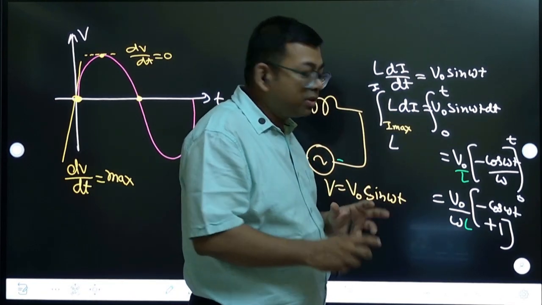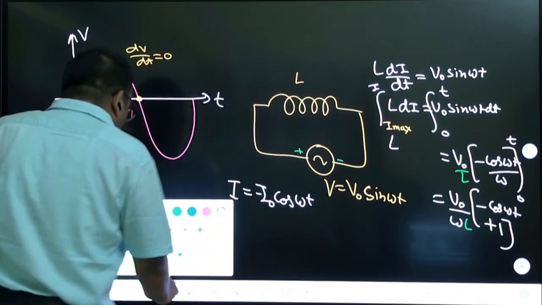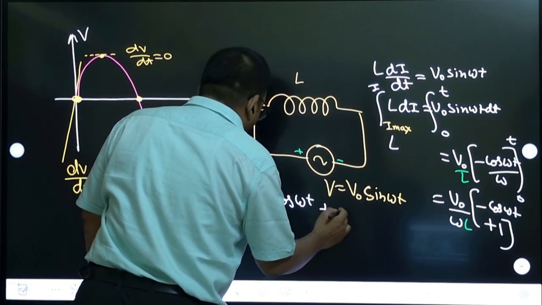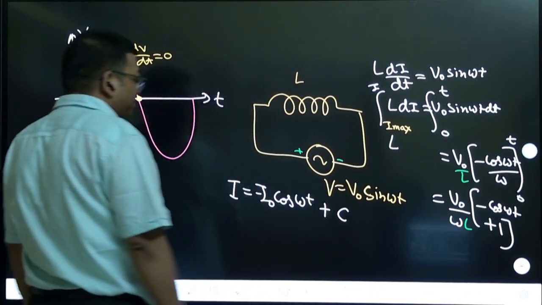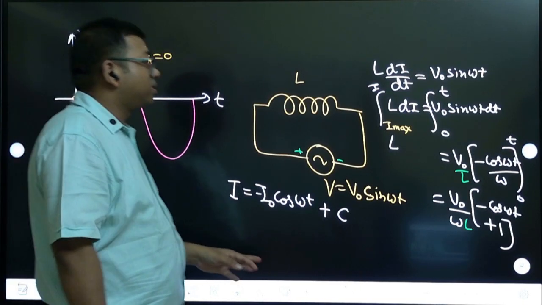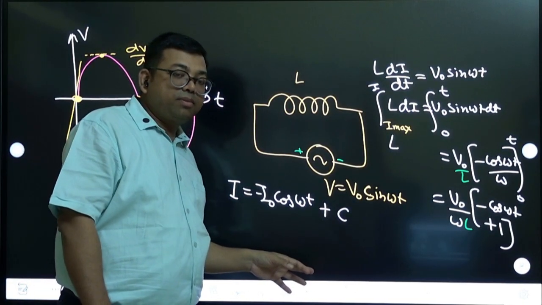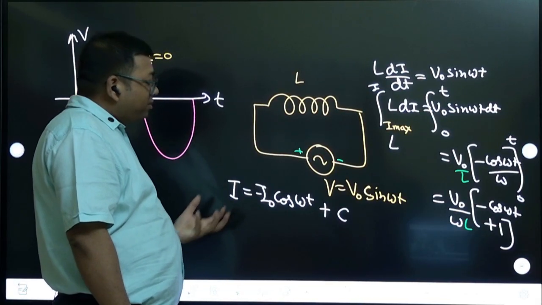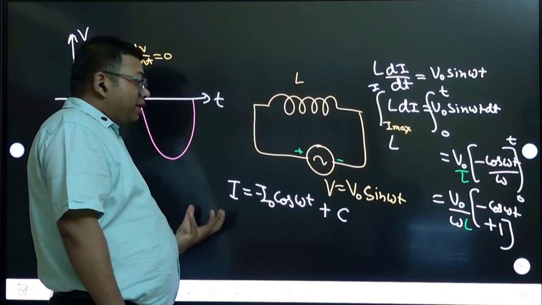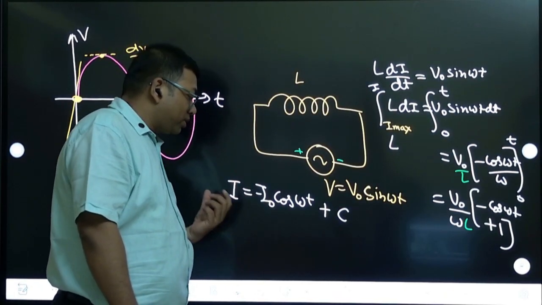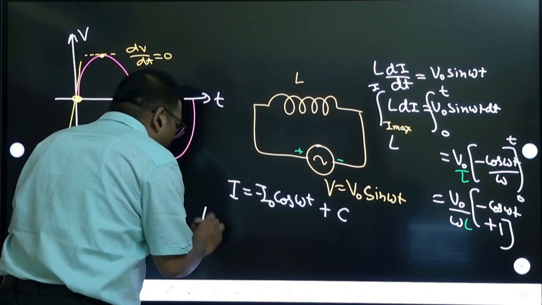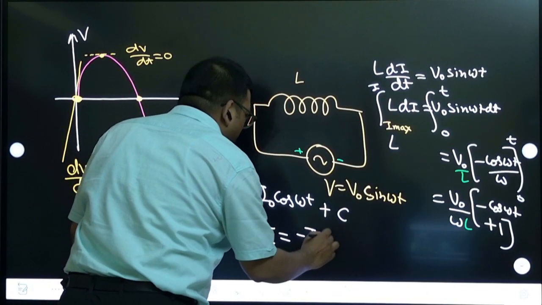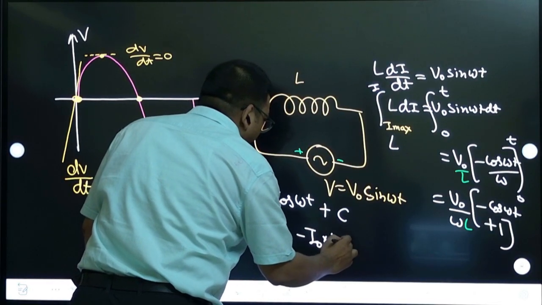Otherwise, suppose you have solved without any limit and we have got C, some constant, this type of constant. So when you look at the current here, what will the initial current be? Initial current will not be 0, because when you put time equal to 0, I becomes equal to minus I naught, this becomes 1, and that becomes C.